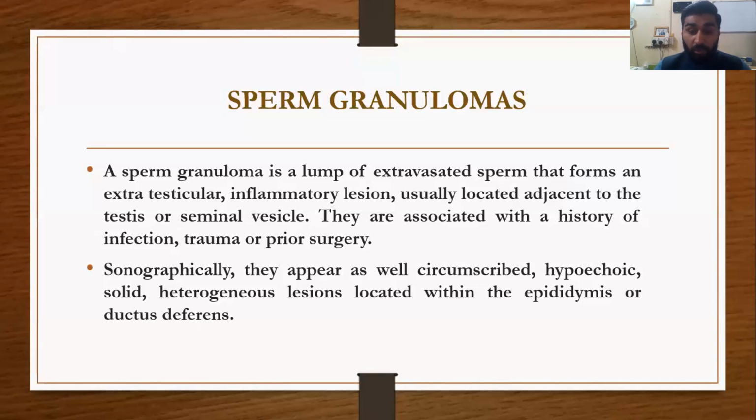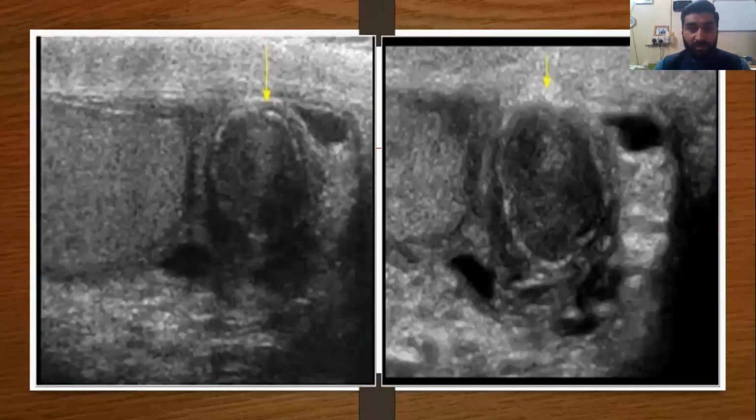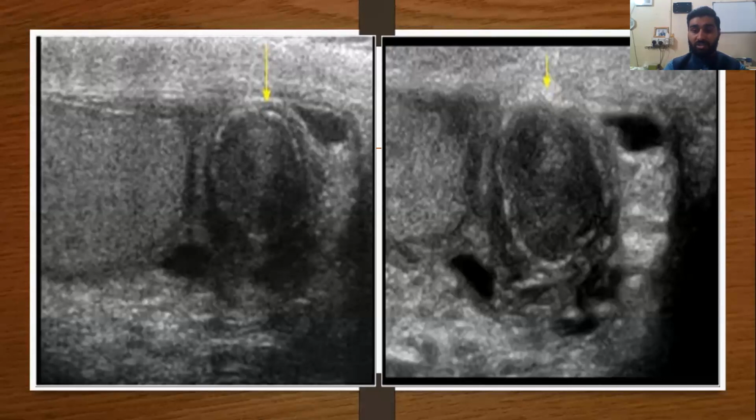So how do they appear on ultrasound? Well-circumscribed, hypoechoic, solid heterogeneous lesions. Here in the lower part, at the tail of the epididymis, you can see a hypoechoic, well-defined, complex lesion. Similarly, on the right of the image, you can see an irregular, solid lesion of extravasated sperm with variable echogenicity, representing a sperm granuloma.